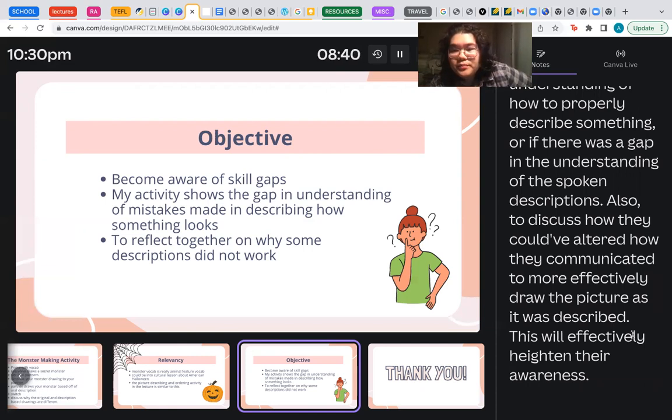They can also discuss how they could have changed how they had communicated with each other for their picture to come out as they would have wanted. And I think this will effectively heighten their awareness.